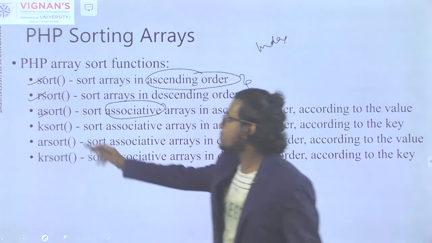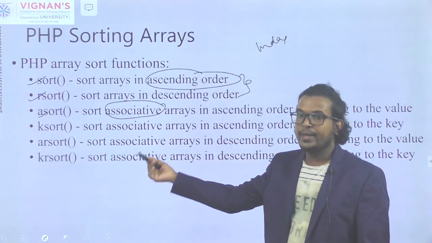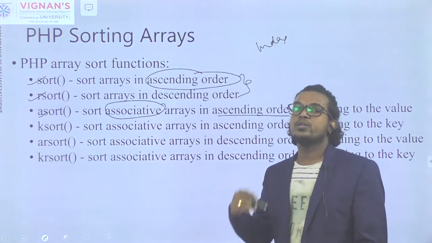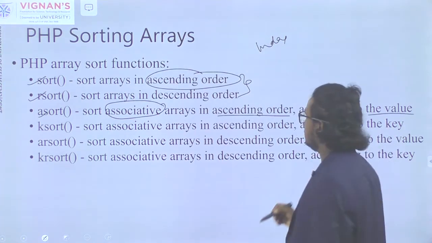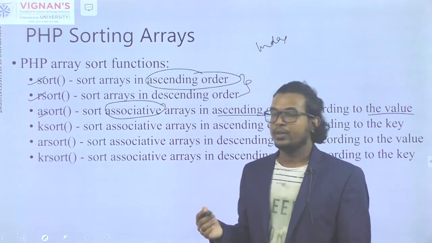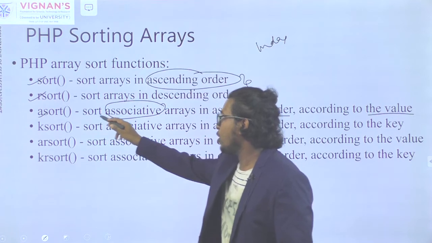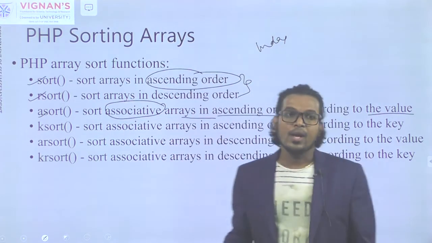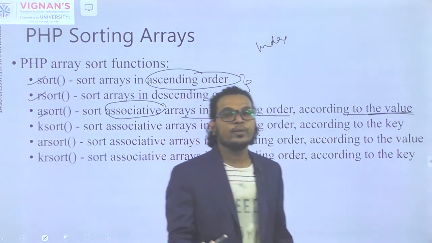So what is this asort? asort is related to the associative array. It sorts all values in ascending order based on the value, or according to the value. Clear? So asort sorts associative arrays in ascending order according to the value.